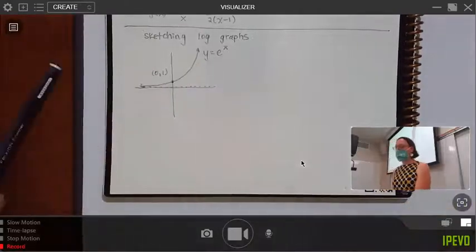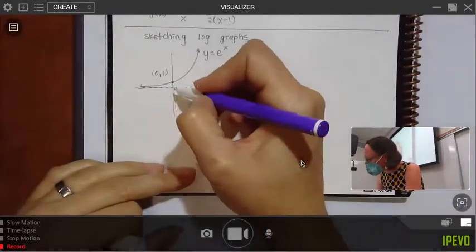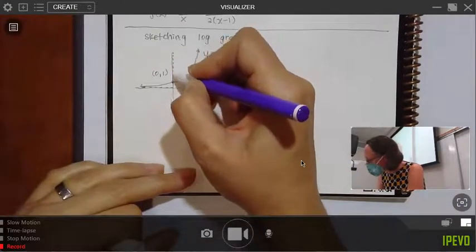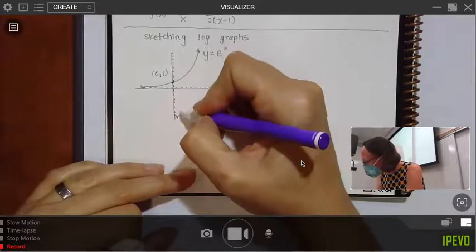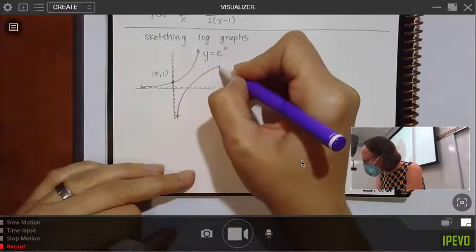So our graphs for log functions are characterized by a vertical asymptote and an x-intercept.